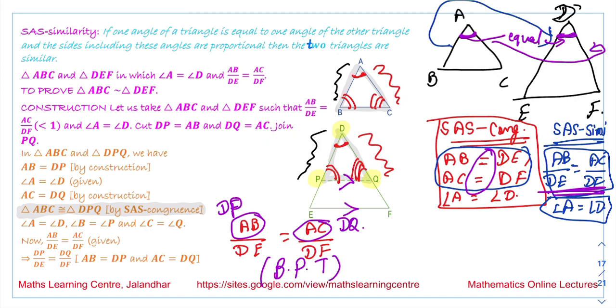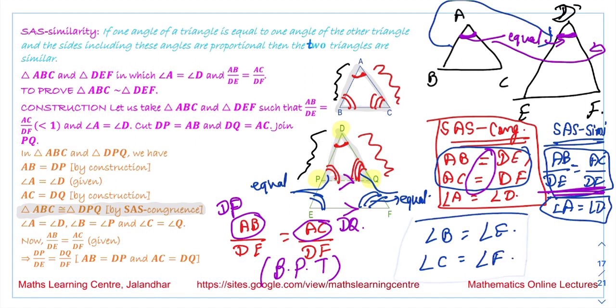If these two lines are parallel to each other, it means the angle at P and the angle at E are equal. The angle at Q and the angle at F are equal. So what we get is that angle at B is equal to angle at E, and angle at C is equal to angle at F. In these two triangles, the angles at B and E, and C and F, are equal to each other. So by AA criteria of similarity, these two triangles are similar to each other.